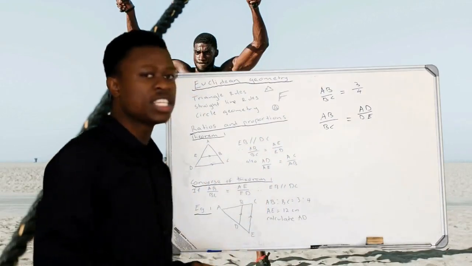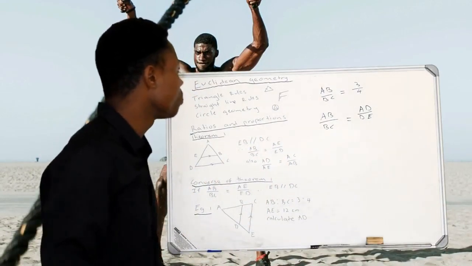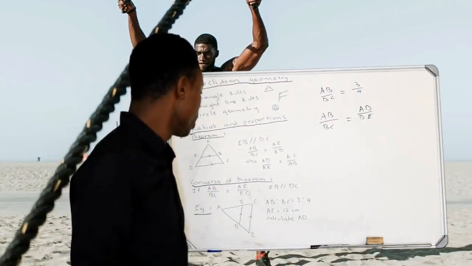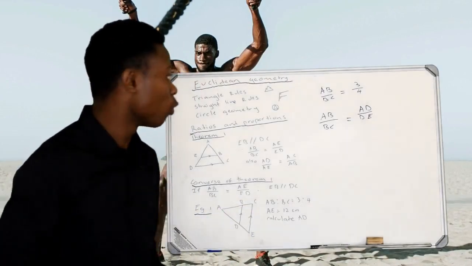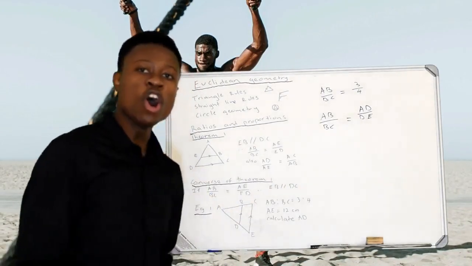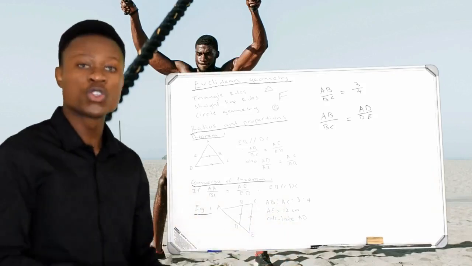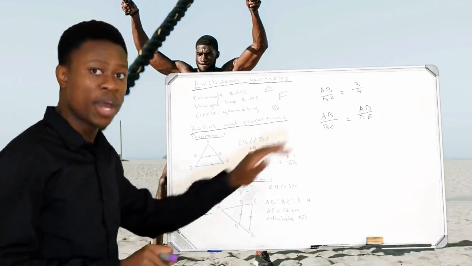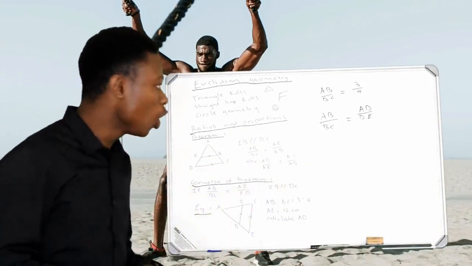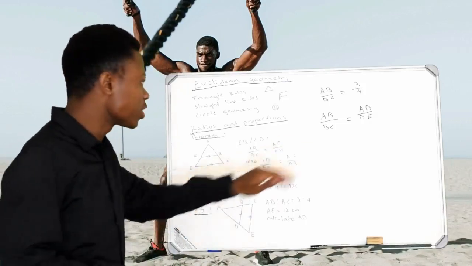Do we have BC? Yes, we have BC. Do we have AD? No. That's what we're looking for. Do we have DE? No. Can we calculate it? No. So we can't use that formula. But it's a good place to start. So let's look at the other variations of this formula.